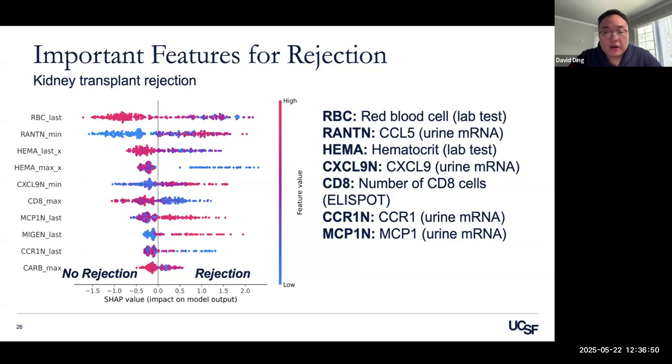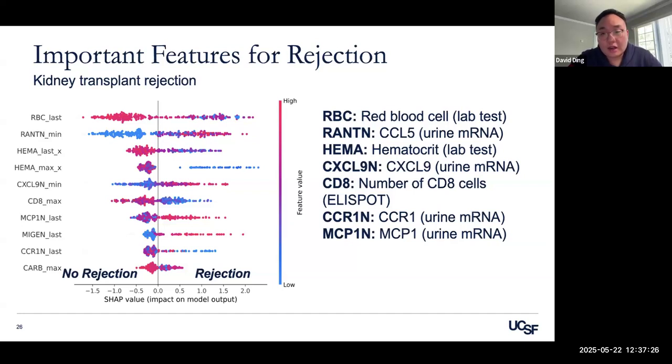On the x-axis, the Shapley value is the impact on the model output. The left part is the negative part. It indicates a negative impact on the rejection, or you can say it relates to non-rejection. And the right part is related to a higher risk of rejection. For example, for the red blood cell, we can find that most of the high values of the red blood cell contribute to non-rejection.